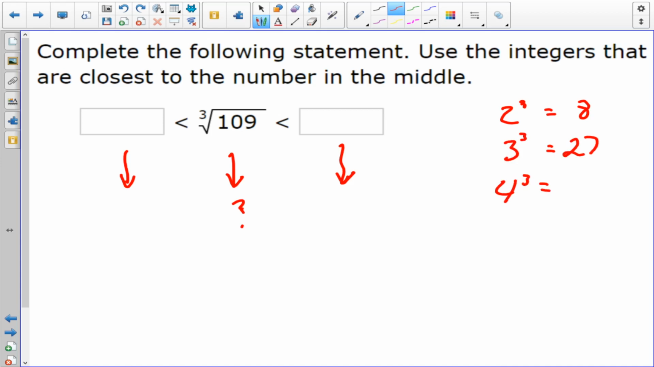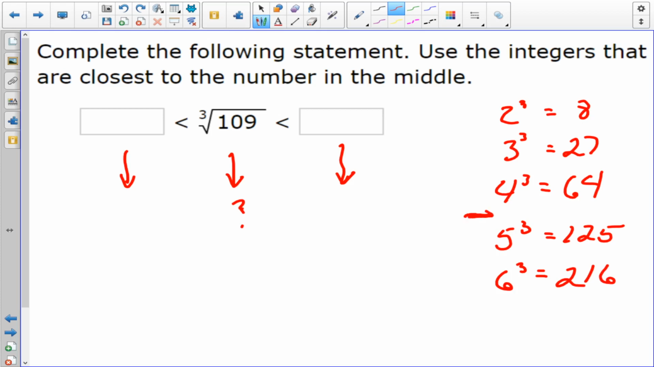4 cubed is 64. See how the numbers are getting bigger very, very quickly? 5 cubed is 125. 6 cubed is 216. So numbers are getting big very quick. We've already got, just in our little table here, what we need. So 109 is somewhere between 64 and 125. So we know that it's somewhere between 4 and 5.